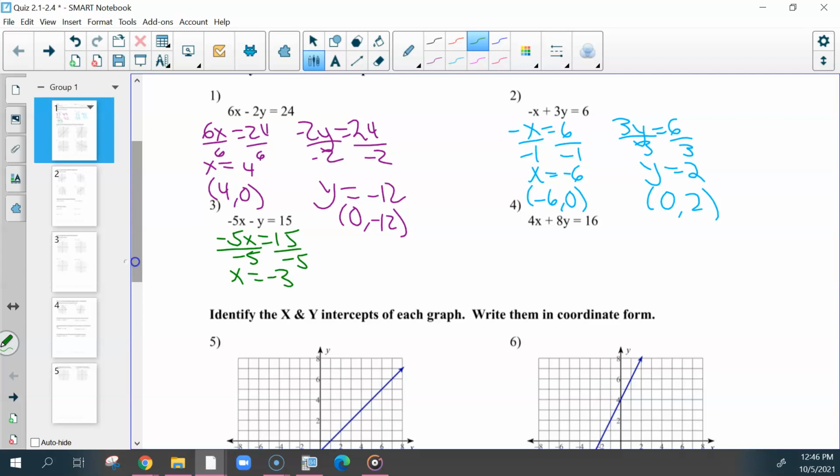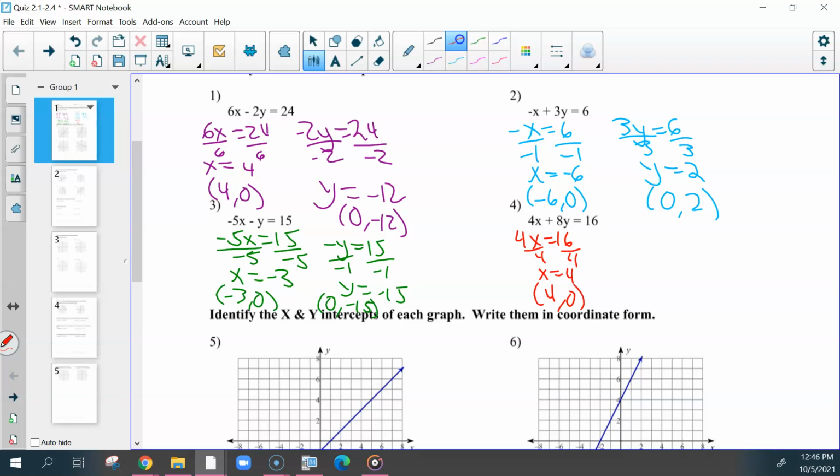So your x-intercept for this one would be negative 3, 0. And then your y-intercept, divide those both by negative 1. So it would be 0, negative 15. And then do the exact same thing for this last one. So 4, 0 would be your x-intercept, and 0, 2 would be your y-intercept.